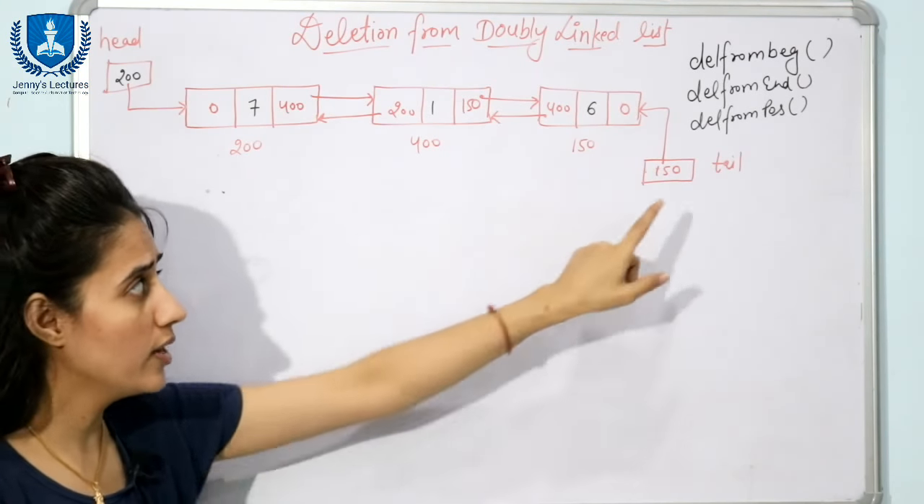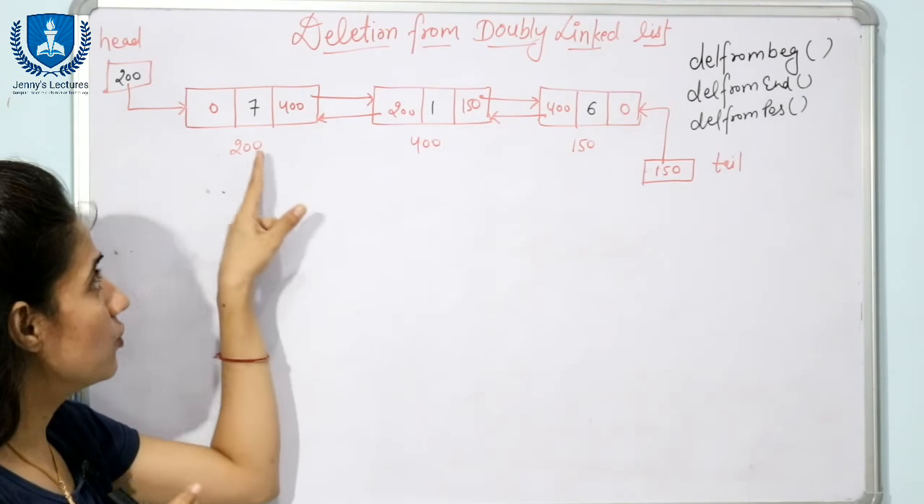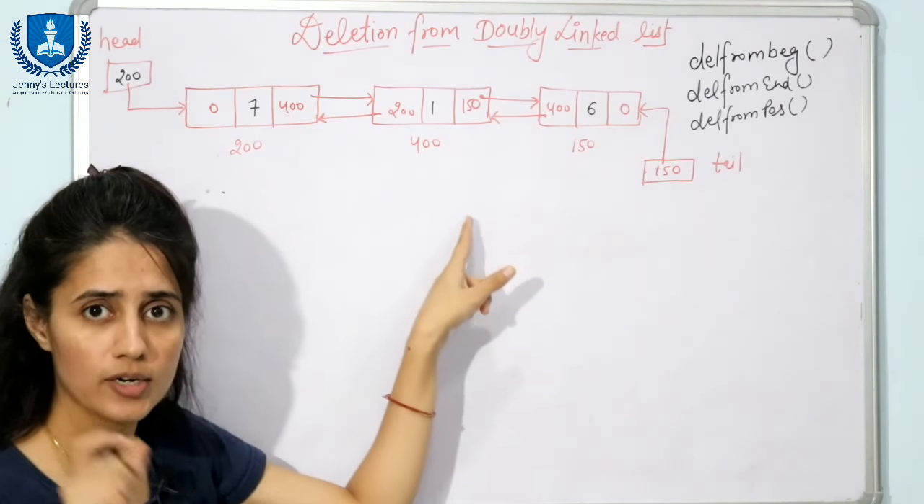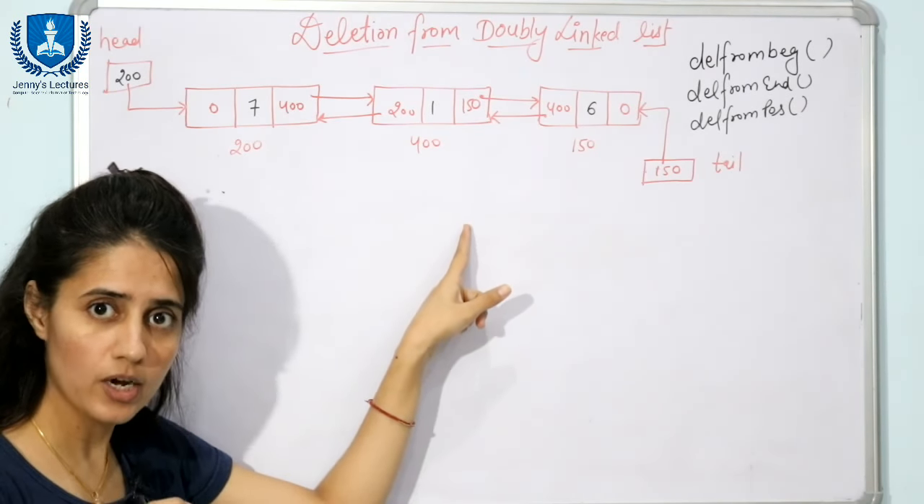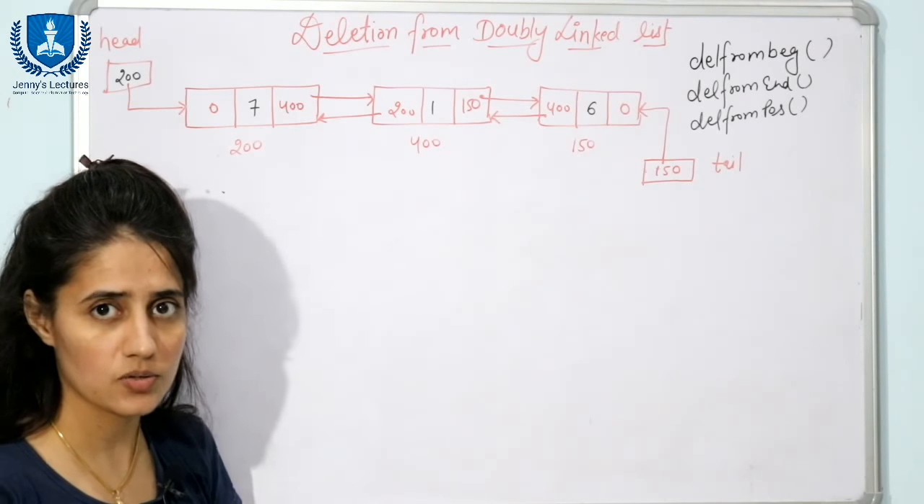We have 2 pointers, one is the tail pointer and one is the head pointer. Head is going to store the address of the first node, and tail is going to store the address of the last node. This thing we have already discussed in the previous video: how to maintain this tail and head and how to create this doubly linked list.